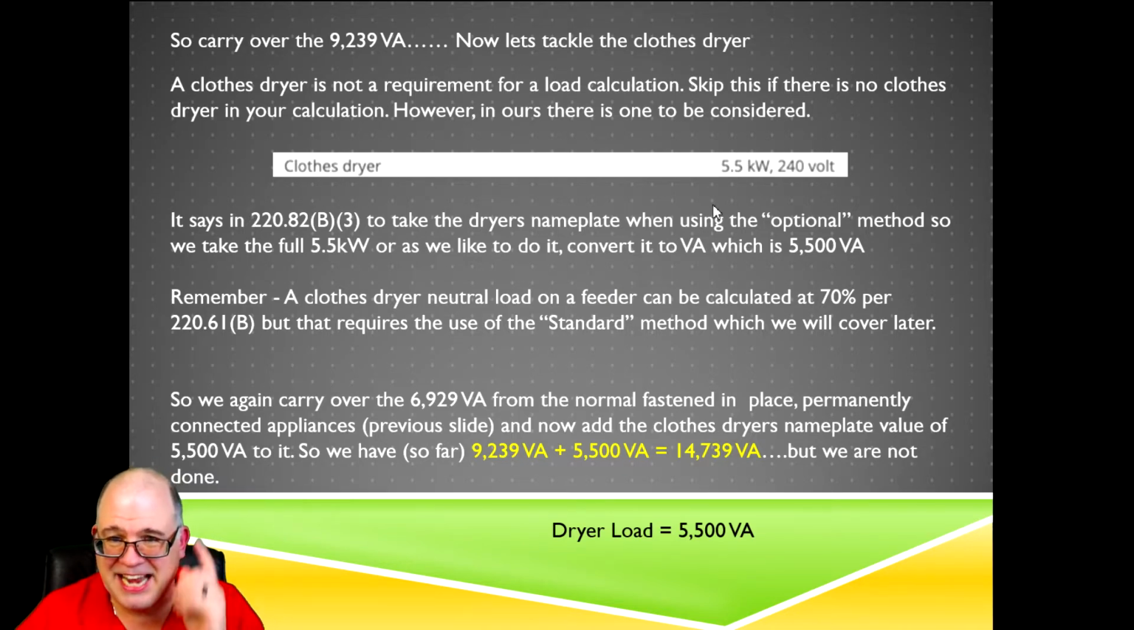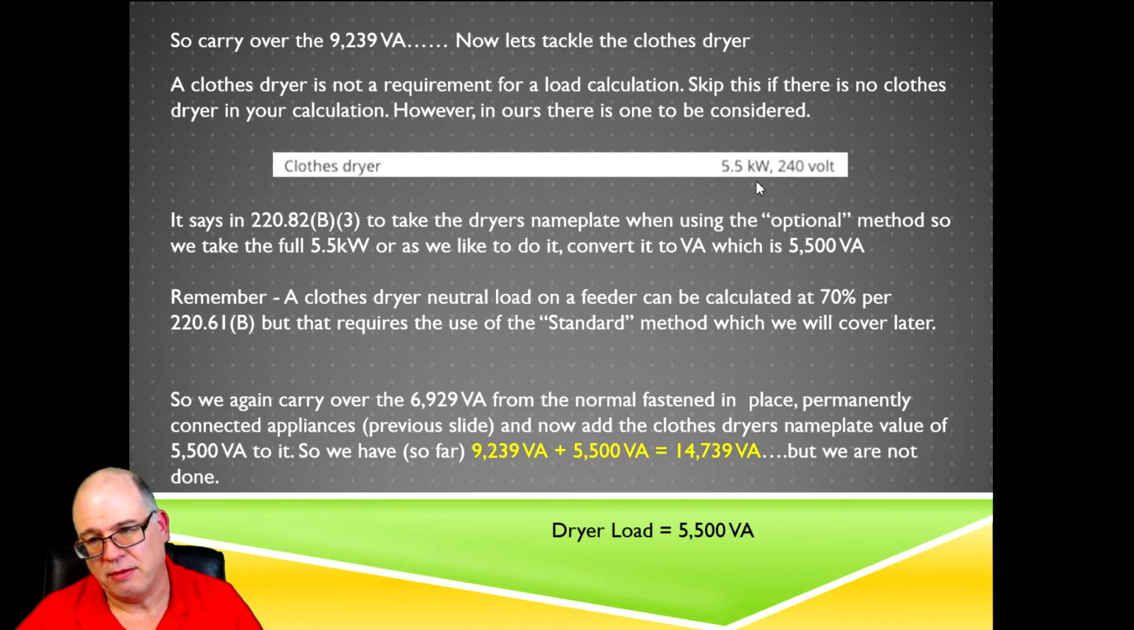We could take the nameplate is what we take. All right. So, and I apologize. I was talking about ranges and then I jumped to here, but you'll get it. No problem. So 5.5 kW, we know that that's going to be 5,500 VA.